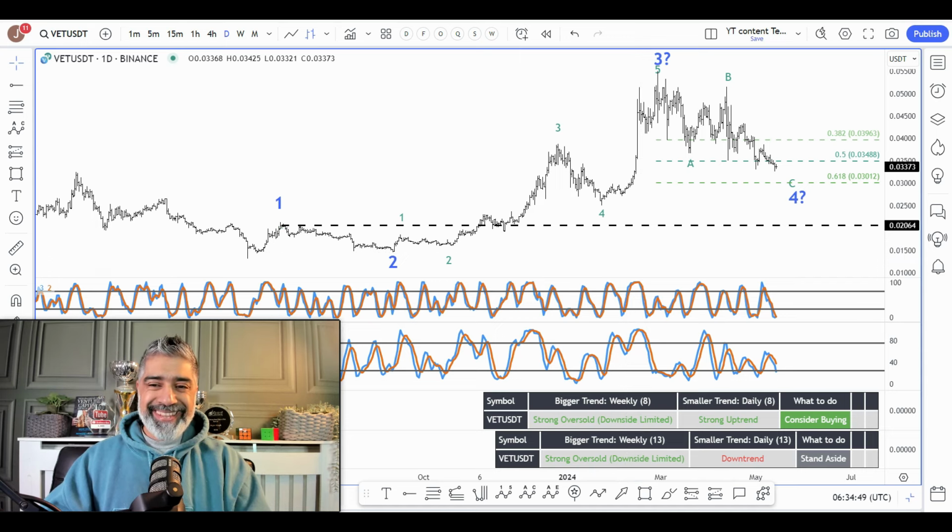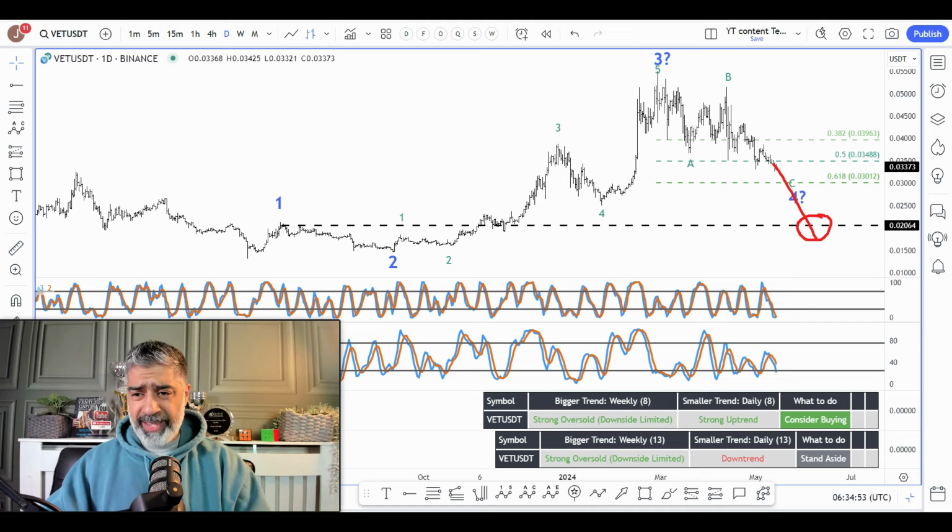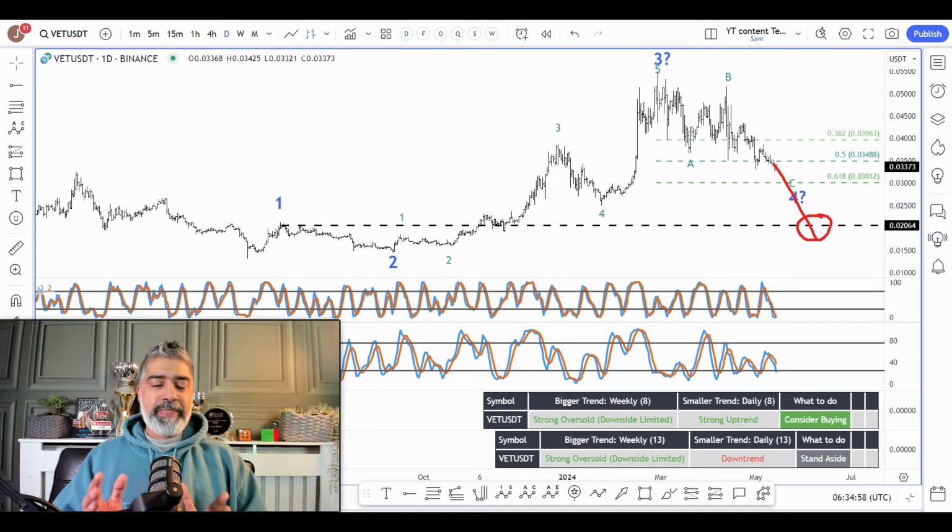If the price does fall, it's unlikely to, but if it does fall below this point over here, 0.02 in terms of VeChain's price, then this would void the wave count. It would be a bad sign, a bearish sign, and then we'll have to reevaluate the market. So it's unlikely to do that, but we want to be aware of that at the same time.